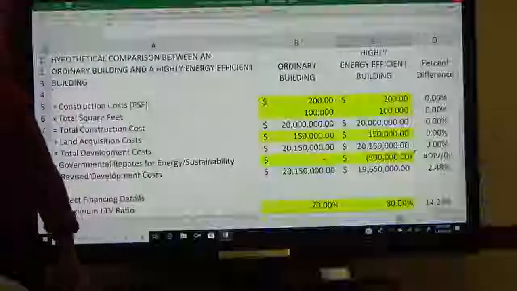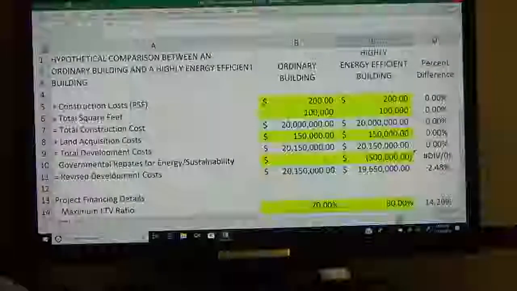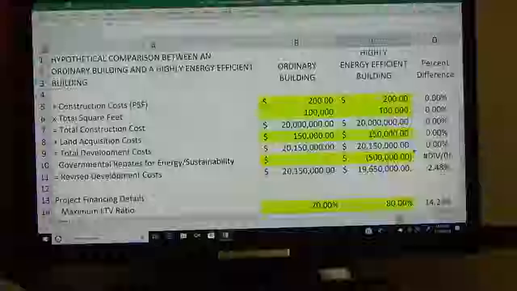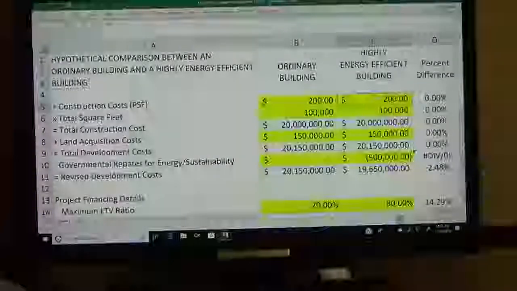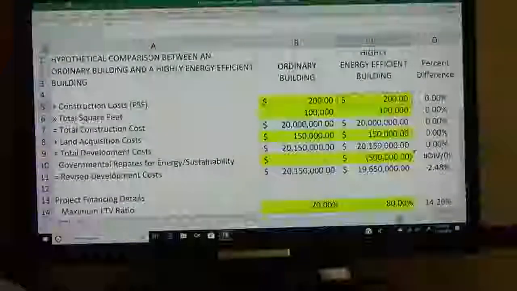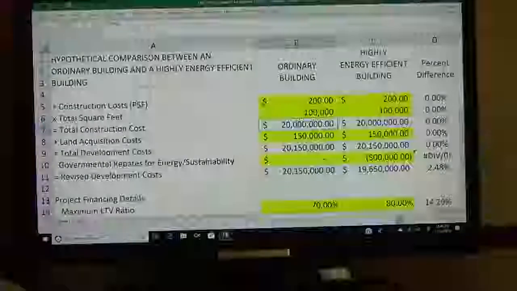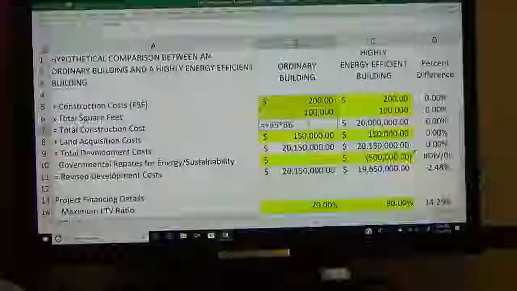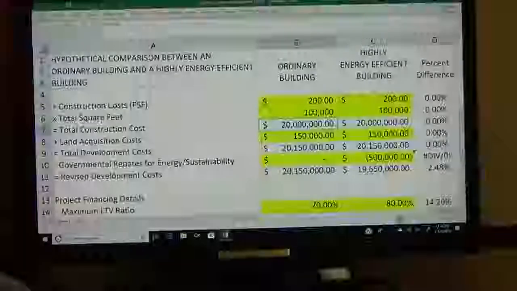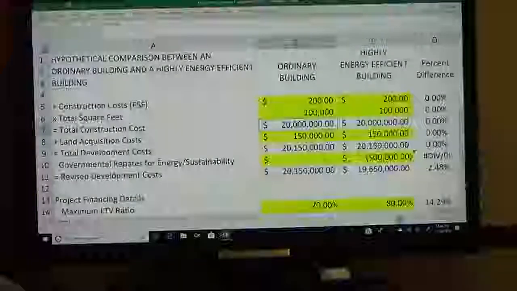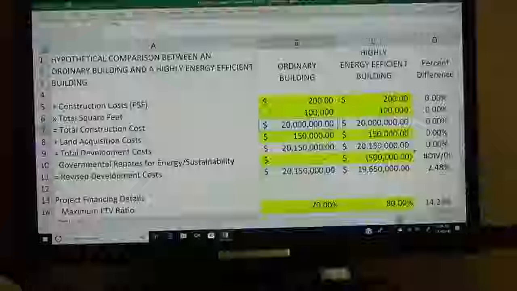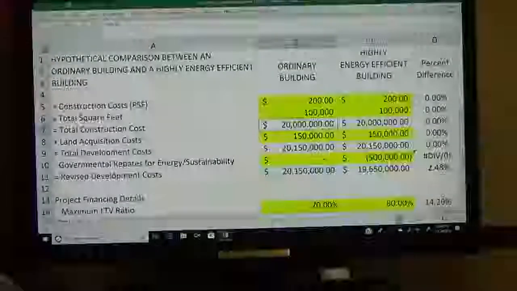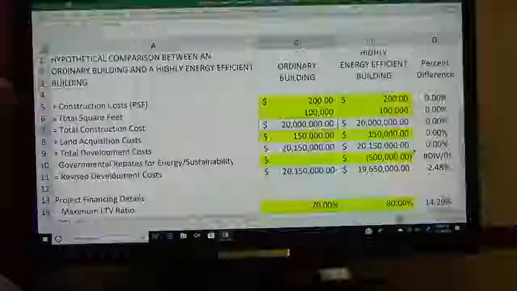All right, so let's say we've got our ordinary building that's going to cost us $200 per square foot to build, and it's 100,000 square feet, so that's going to be a $20 million building. We've got relatively cheap land of $150,000 to get us to a total development cost of $20,150,000.